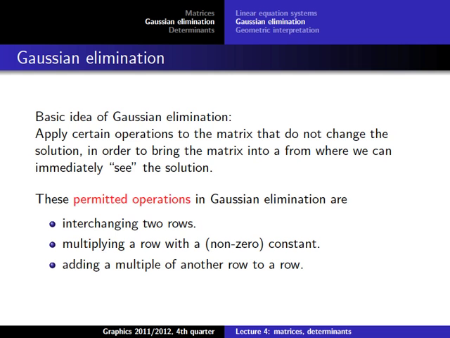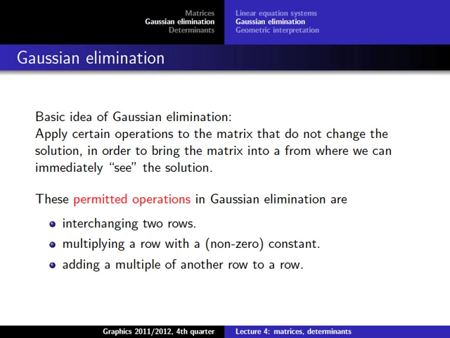And now the idea of Gaussian elimination is basically that we do certain operations to the matrix that do not change the solution, but bring the matrix in a form where we can see the solution very easily. And to do that, we apply certain transformations that do not change the solution.